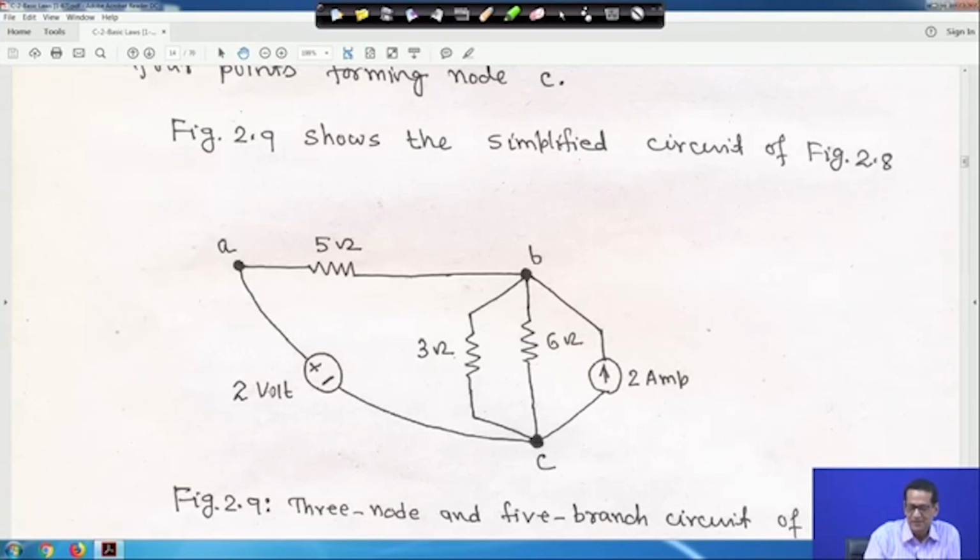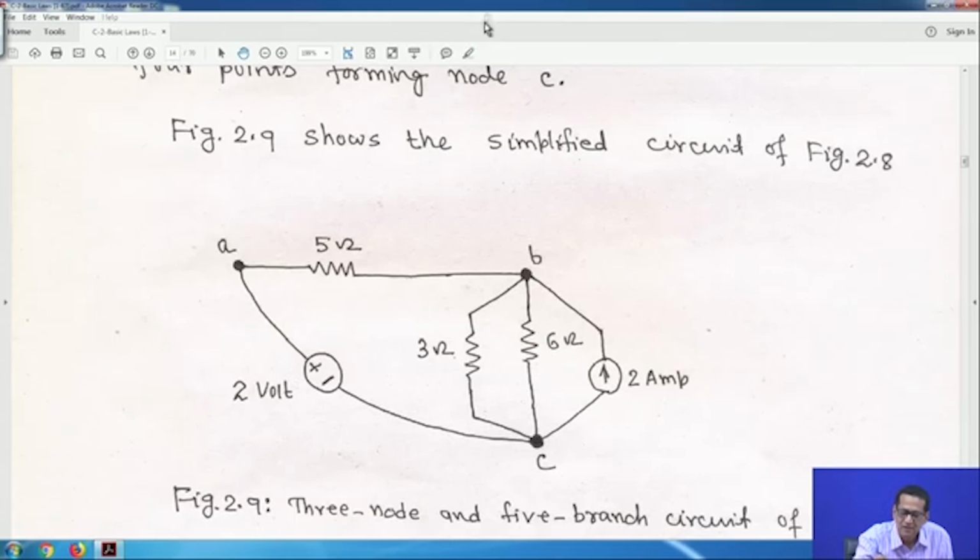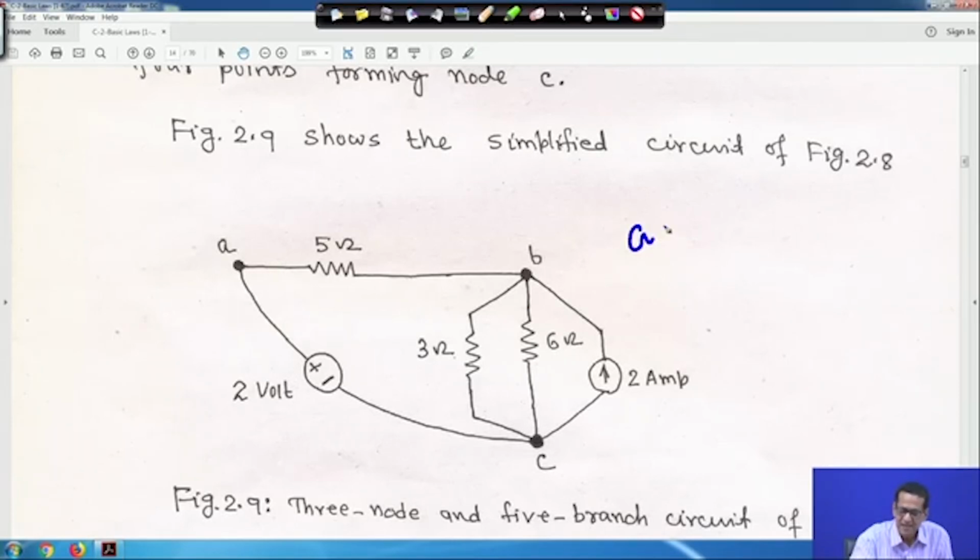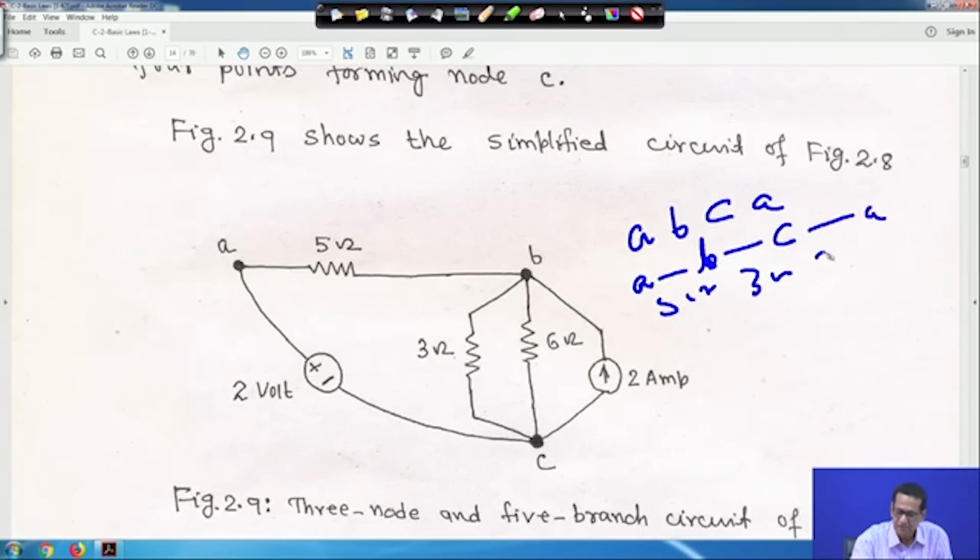One independent loop I am telling, say A B C A, for example 5 ohm, 3 ohm and 2 volt. I am making it for you, just hold on. One is A B C A, that is A to B, a 5 ohm resistance, then B to C, this path 3 ohm resistance, and C to A, this is your 2 volt. This is one independent loop.